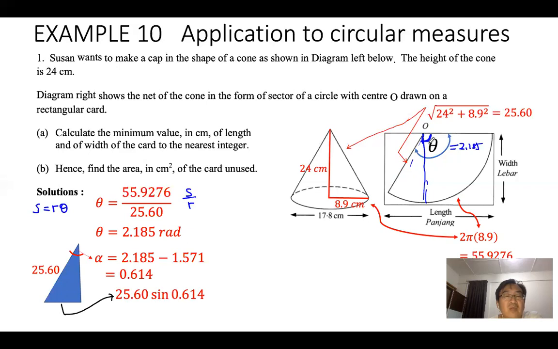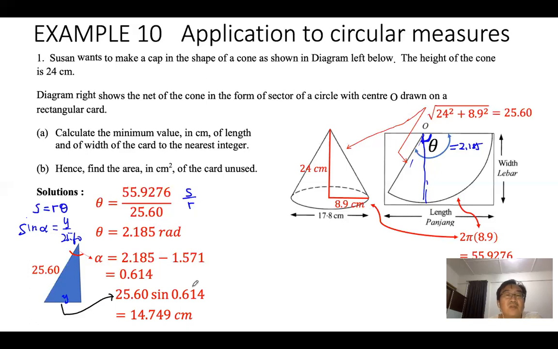So how to get that is we use sine. So sine alpha equals to this one, the length here. Okay, let's say y over 25.6. So therefore you get the length y will be 25.6 times 0.614. So you get 14.749 centimeter. So what is the nearest integer?